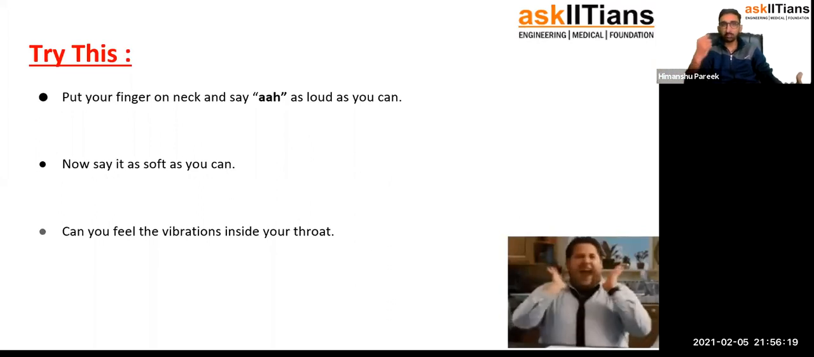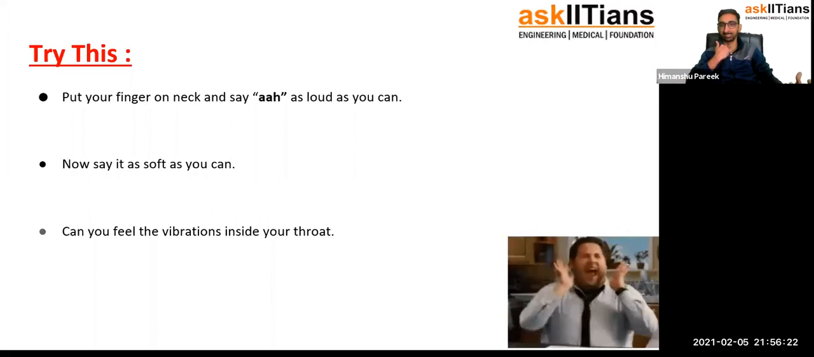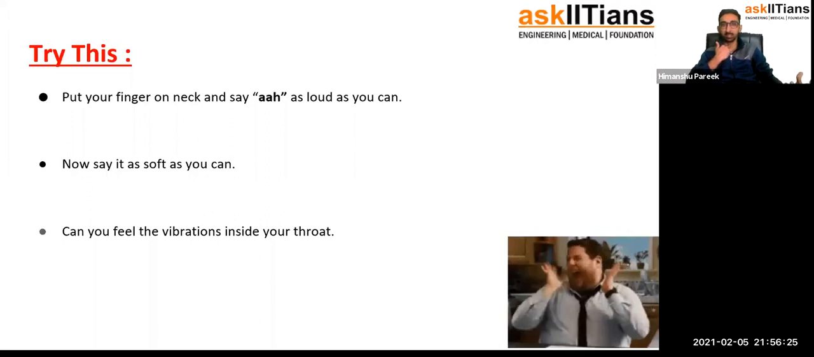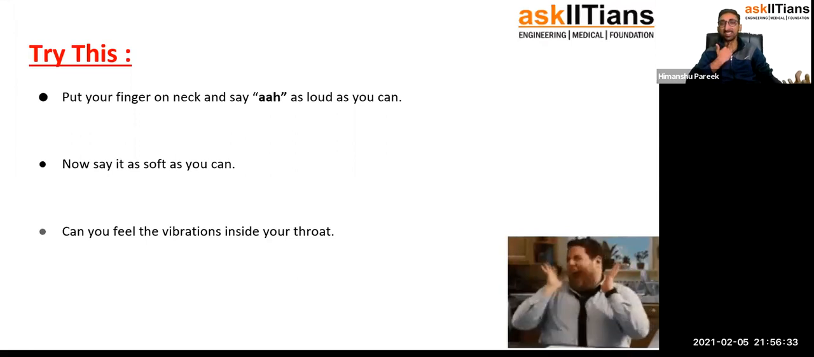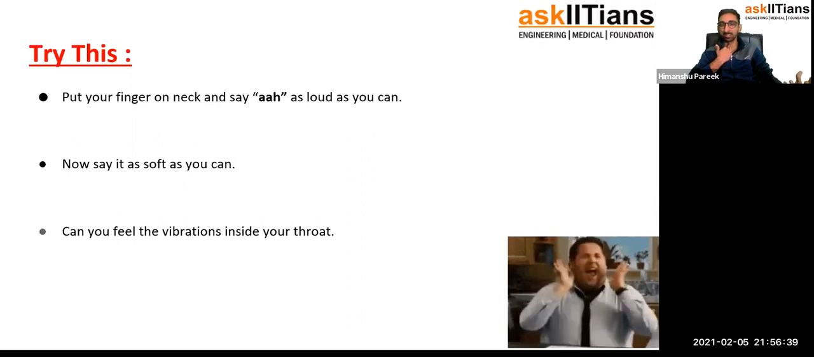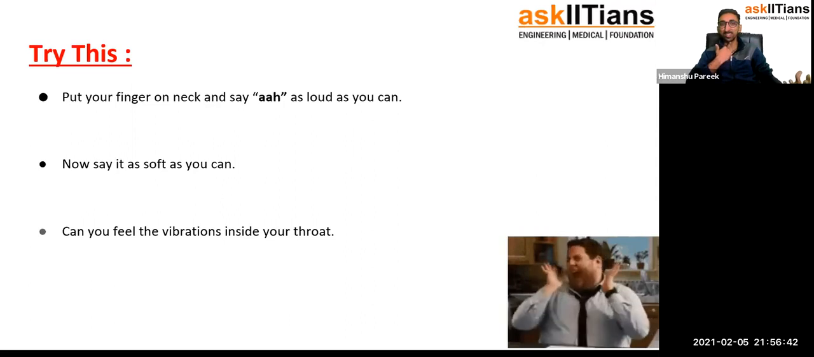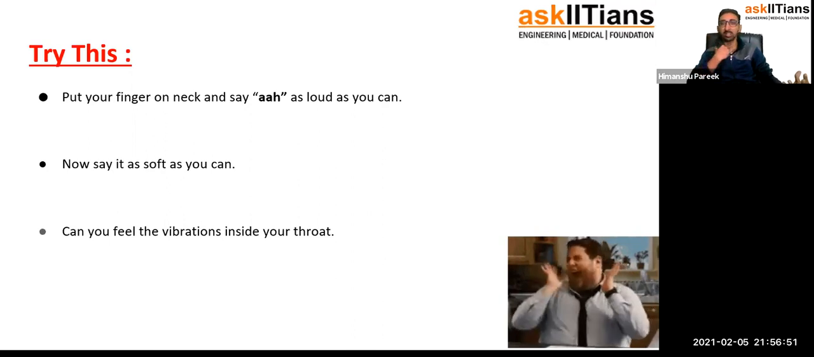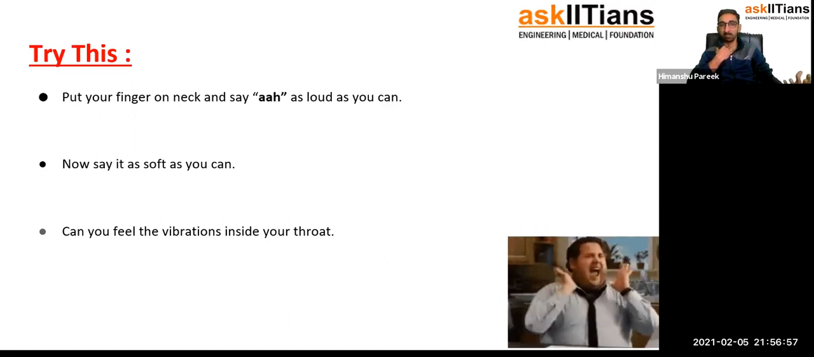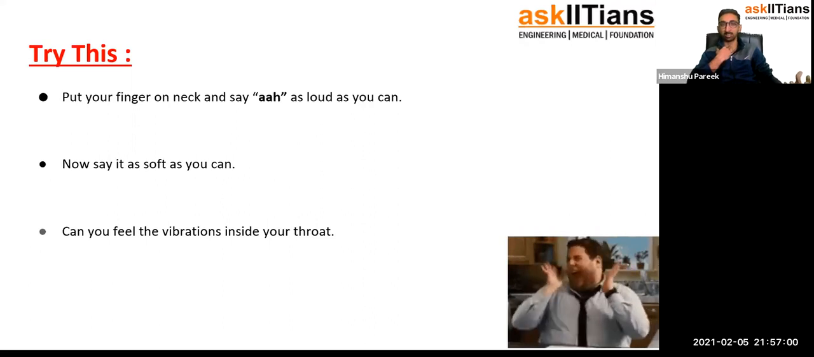You put your finger on the neck and say ah. Just say ah. First, try to say it as loud as you can. When you say ah, you can feel some vibrations here. Even when you try to speak, you can feel that something is vibrating over here. Next, try to say ah slowly. I don't feel that much vibration now, but when I say it louder, I feel it.